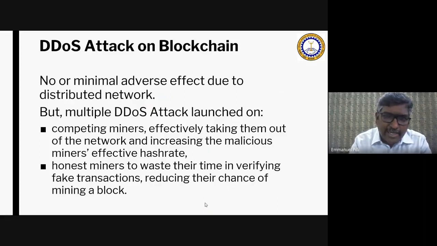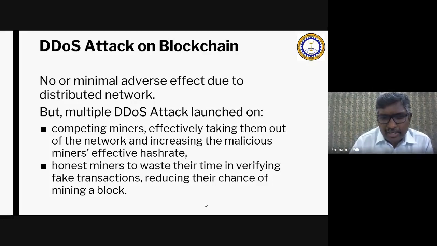Similarly, you have a DDoS attack which can happen on the blockchain. There is no or minimal adverse effect due to the distributed network. So though the DDoS attack happens, the network is still there. But with multiple DDoS attacks, competing miners can effectively be taken out of the network, increasing the malicious miners' effective hash rate. So the hash rate also keeps changing as the blockchain progresses.